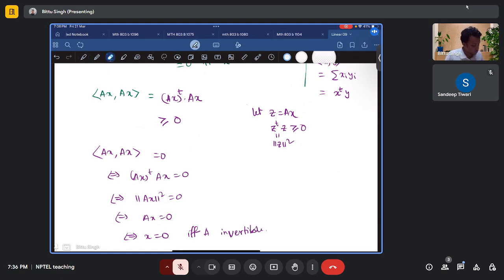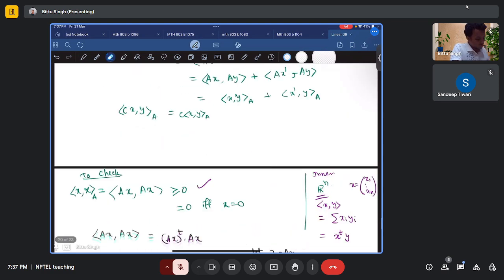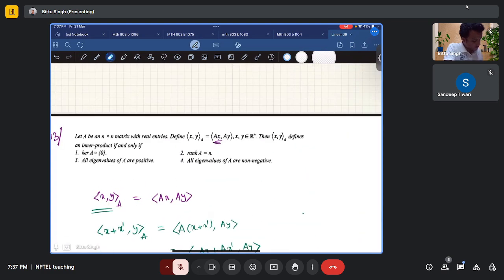So one side is always true. Ax equal to 0 follows from x equal to 0. But for the reverse part, we need A to be invertible. Otherwise, Ax equal to 0 need not imply x equal to 0. So it is clear that A should be invertible.